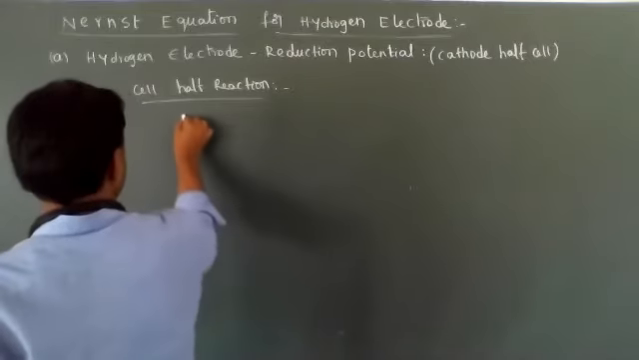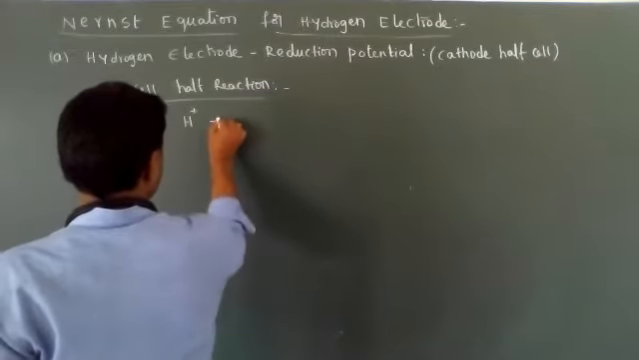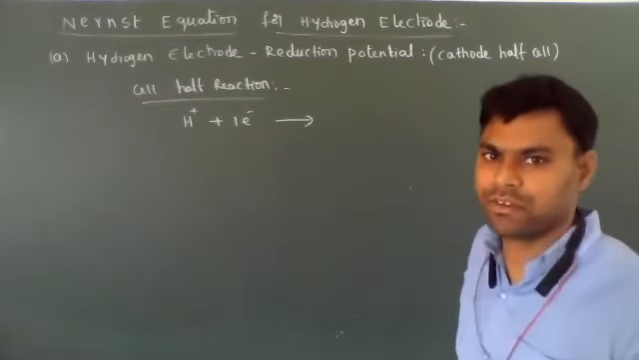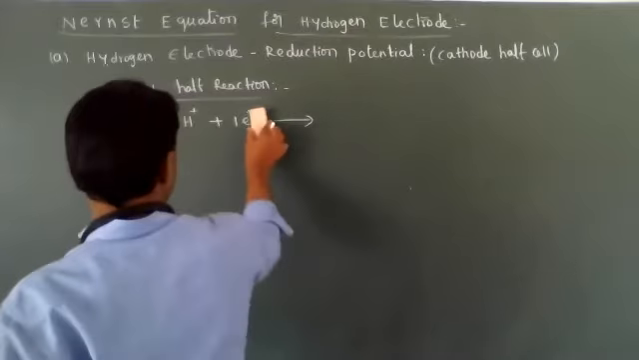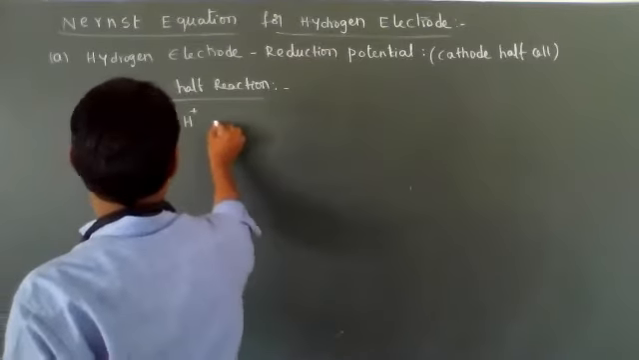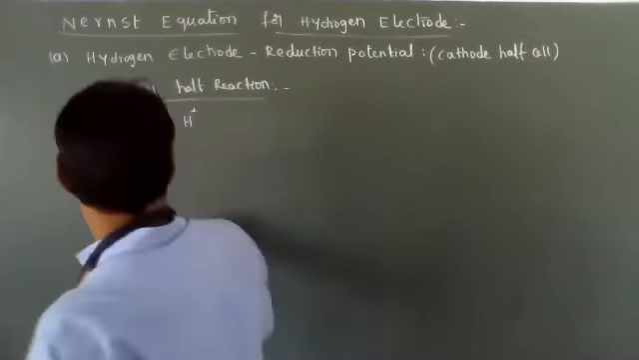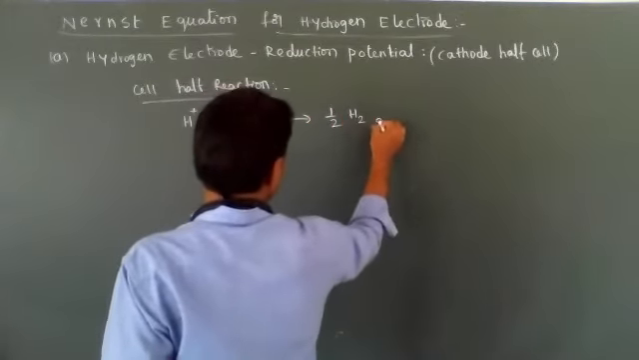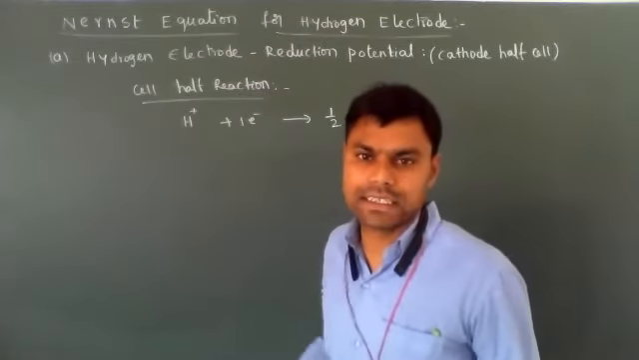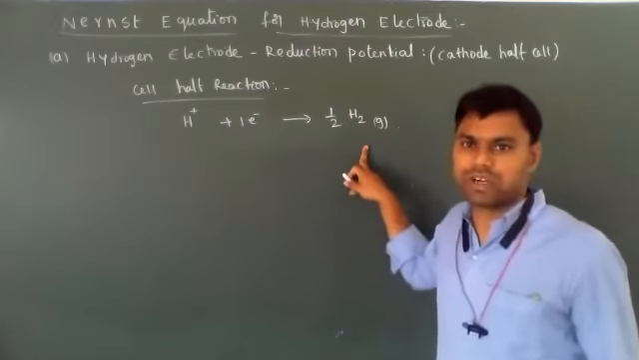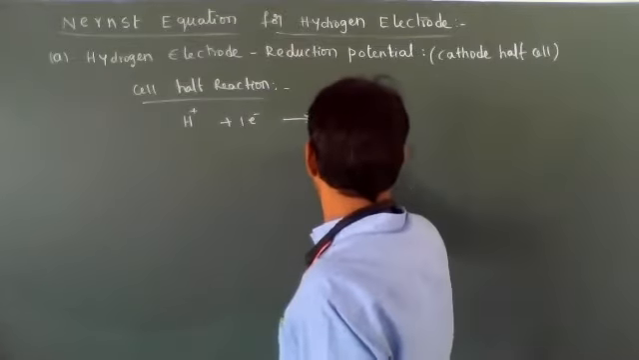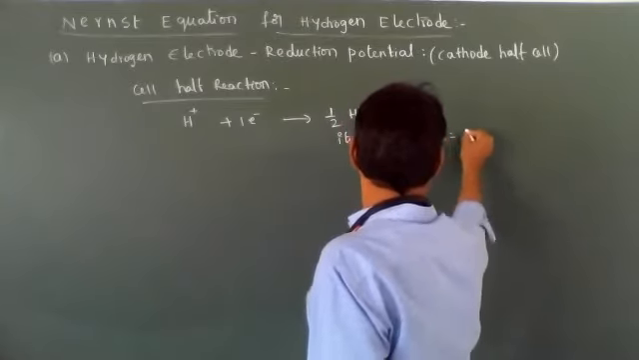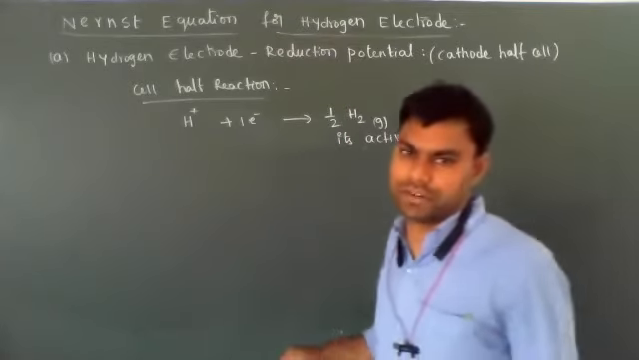Reduction means H plus accepting one electron, its concentration is C. Or generally H plus only you have to take. No need to write its concentration and all. H plus is accepting one electron, then converted into half H2 gas. Gaseous elements, their active mass is equal to 1. Active mass concept we already discussed on the first page.